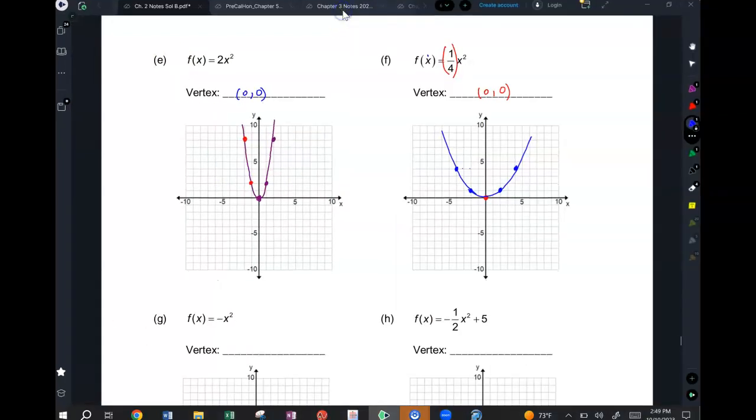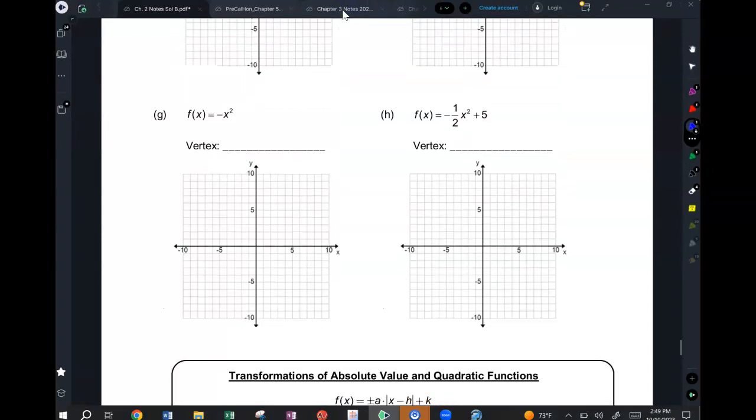Okay, let's go over to this one. You have a negative in front. What type of transformation is that? Down. It flips down, right? So what do we call that? It's a reflection around the x-axis. Okay. So what's the vertex for this one? What do you think? Has it moved left, right, up, down? No, so it's 0, 0. So go ahead and graph.